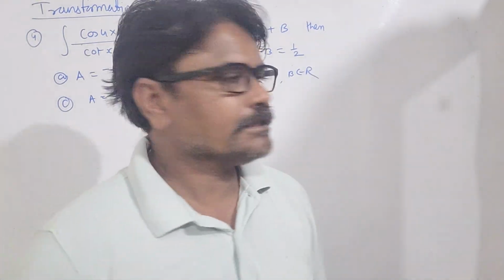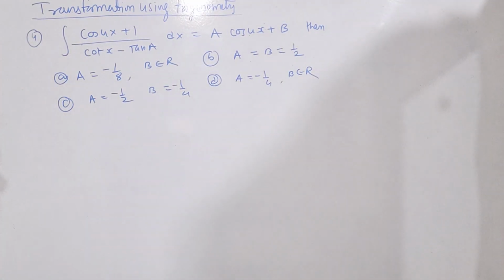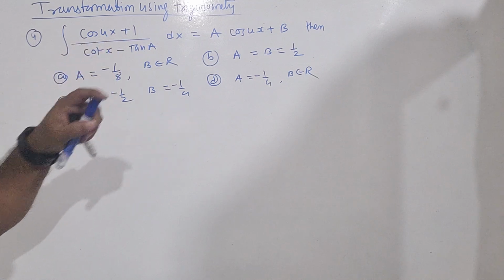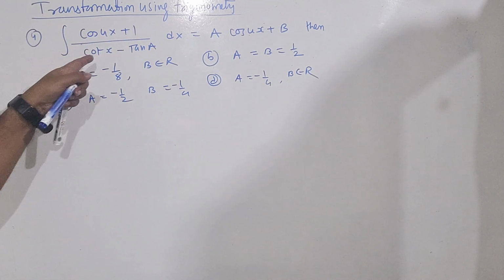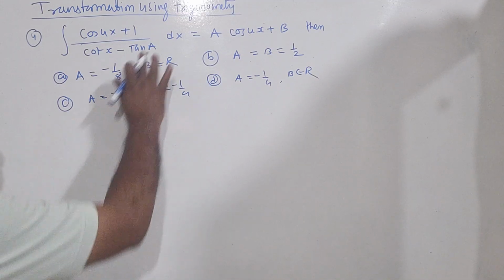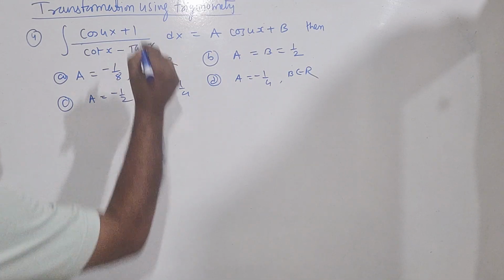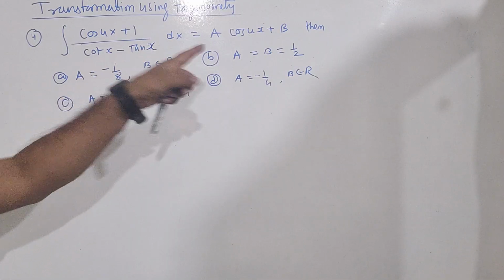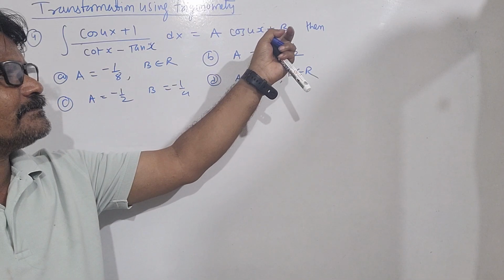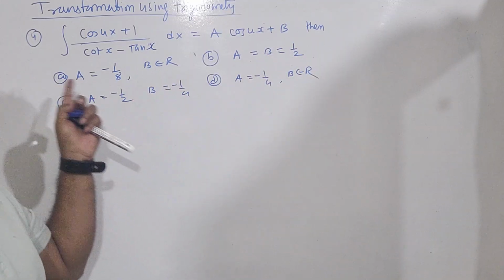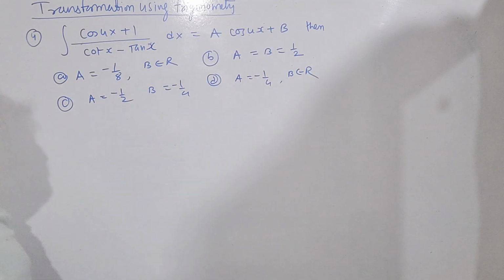Now look at this question. This is the fourth one, and what is that? The integration of (cos 4x plus 1) plus cos 2 theta formula we can apply over here. This is cot x minus tan x, okay? This is cot x minus tan x, all right? That is equal to a cos 4x plus b. Then we have to find out the a and b. Clearly that b is a constant of integration, so b can be any real number. So either option A or option D is correct.